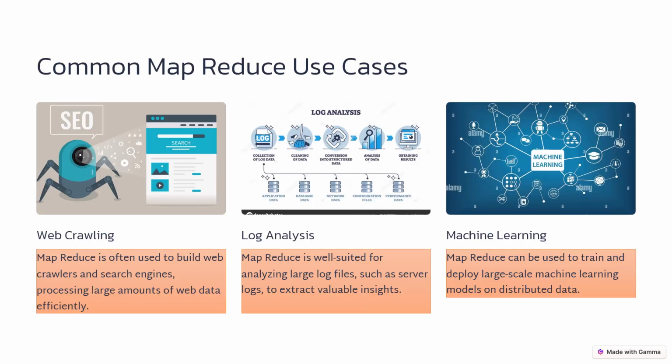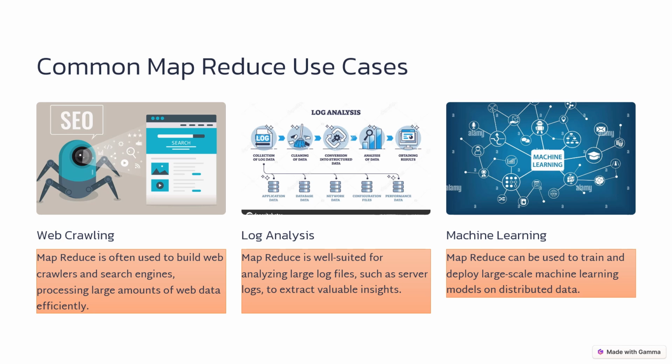Common MapReduce use cases. There are different use cases of MapReduce. The first is web crawling. MapReduce is often used to build web crawlers and search engines, processing large amounts of web data efficiently. Web crawling, or we can say web scraping. MapReducers are generally used in scraping data from different search engines or different websites.